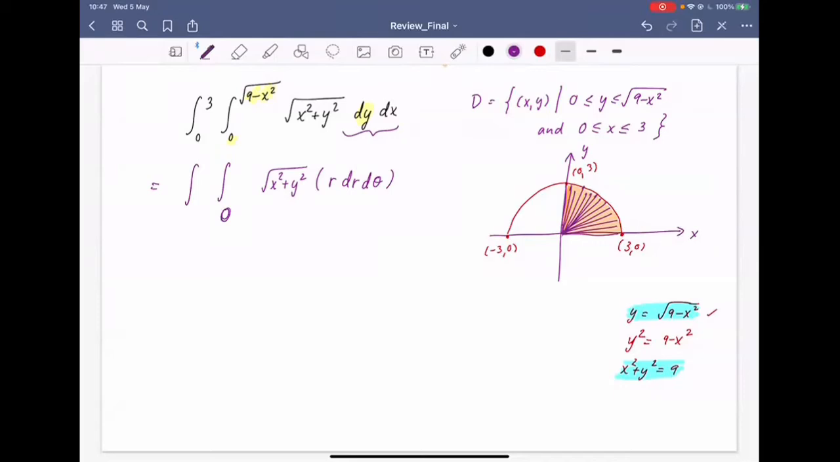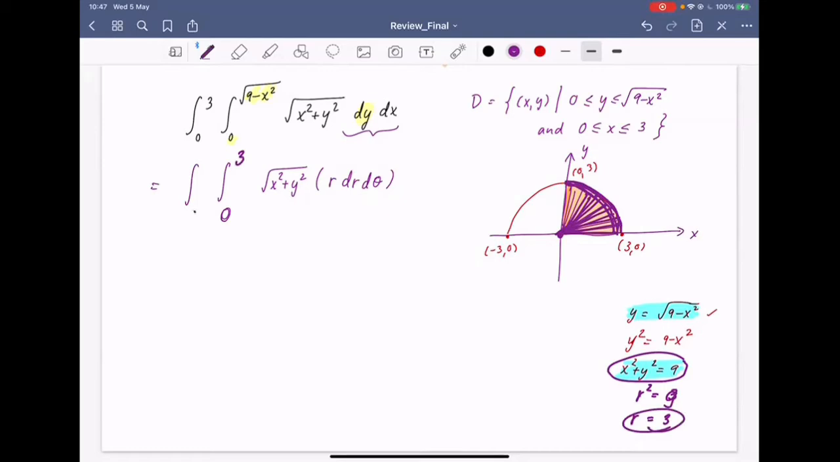This is the pole. r starts from 0, and every time you draw a diagonal ray from the pole, you're going to hit the circle, which means the circle is going to be your top curve. The circle is x squared plus y squared equal to 9, which is r squared equal to 9, which is r equal to 3. Okay, r equal to 3. And then theta is going to be what?